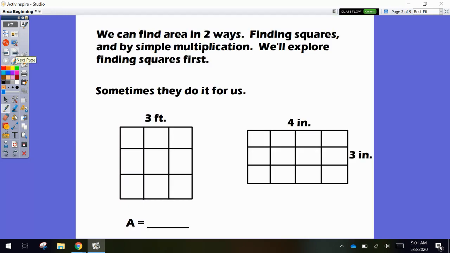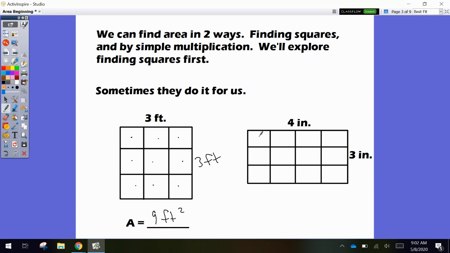So we can find the area in two ways, finding squares and by simple multiplication. So let's explore finding squares first. Sometimes they're actually just going to do it for us. Sometimes on an area problem, you can just simply count the boxes. So we have 3 this way, 1, 2, 3, and we know that this side is 3 feet and so on because it's a square. But I could just count 1, 2, 3, 4, 5, 6, 7, 8, 9, and we would say the area of this square is 9 feet, and then we actually just put a little 2 there, which means squared, because we're talking 2 dimensions, length times width. All right, 4 and 3.